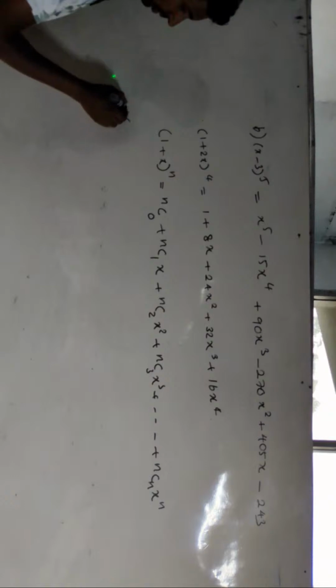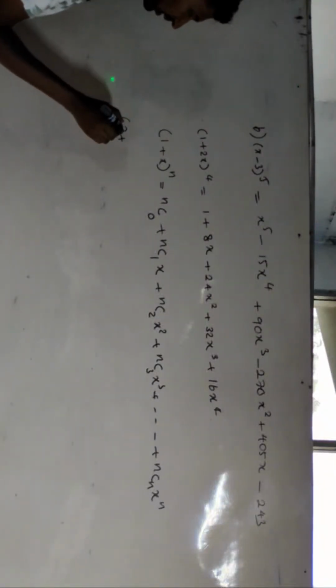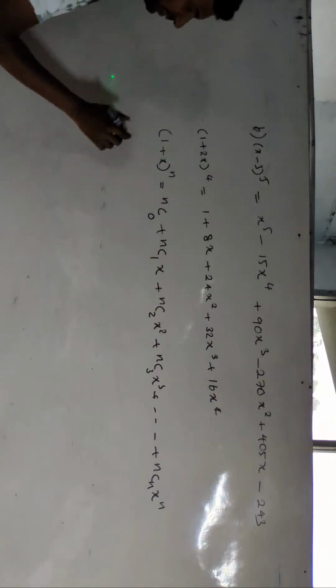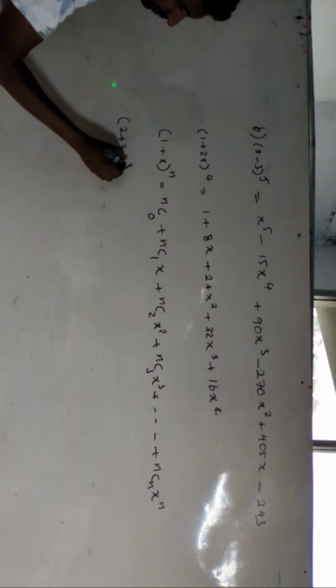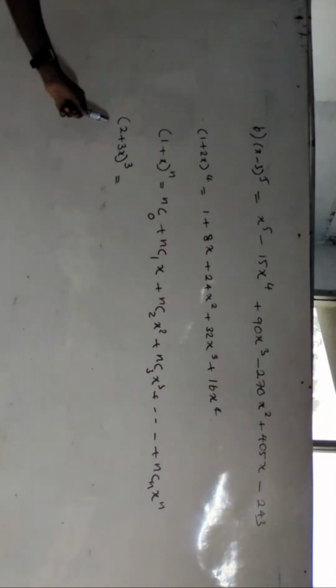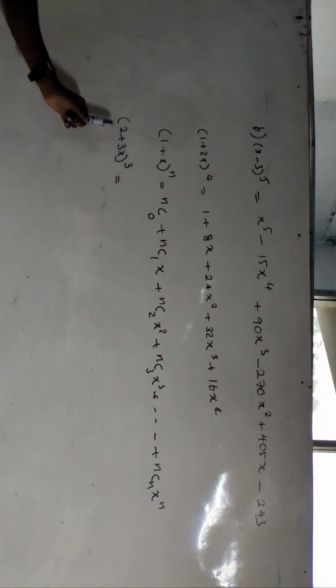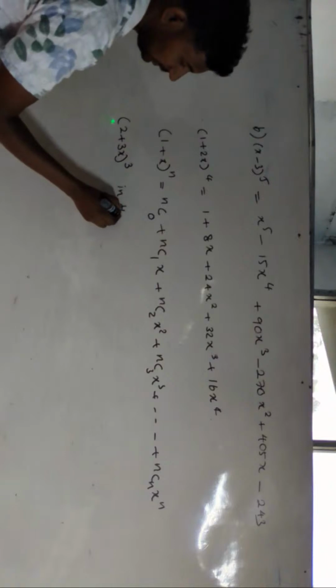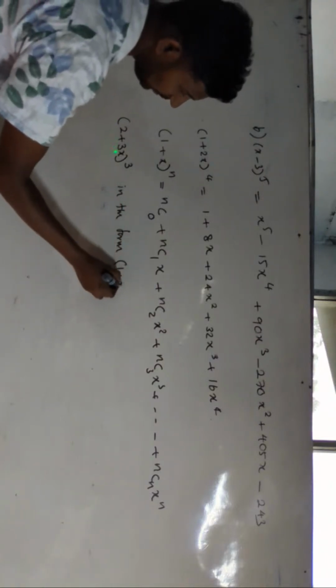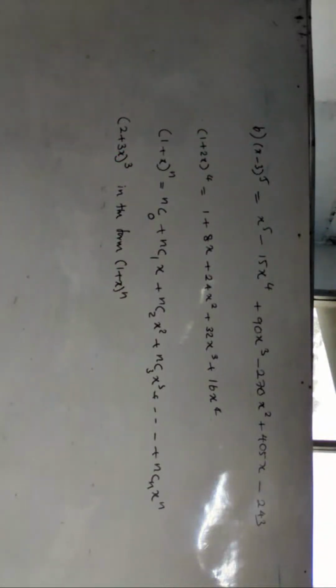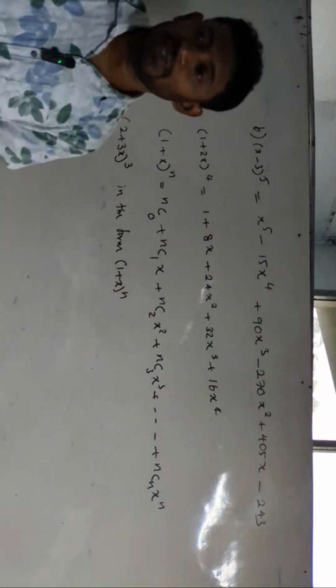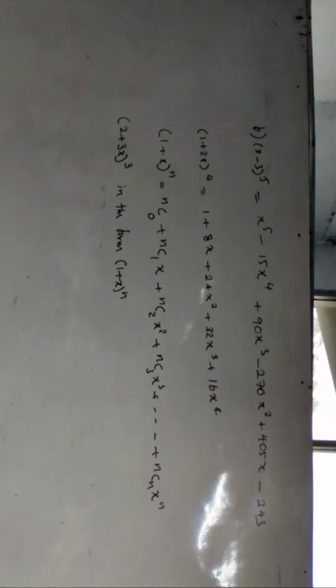Write down this example question after that. Okay. Right. Rewrite the expansion of 2 plus 3x to the power of 3, in the form 1 plus x to the power of n. Then write down the expansion.